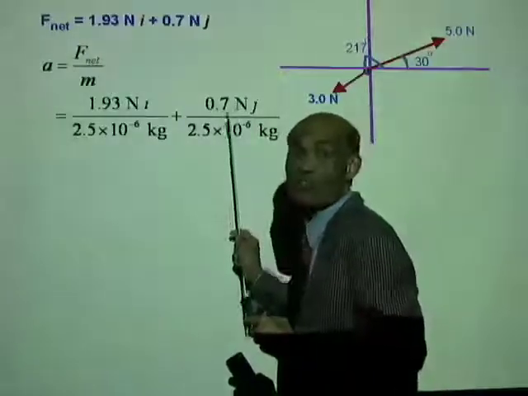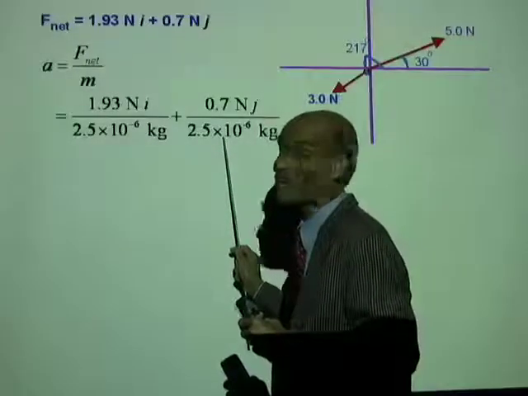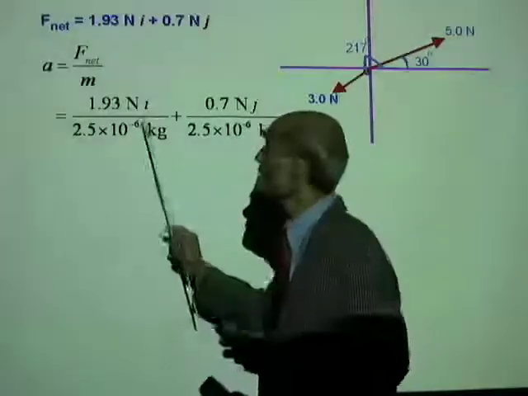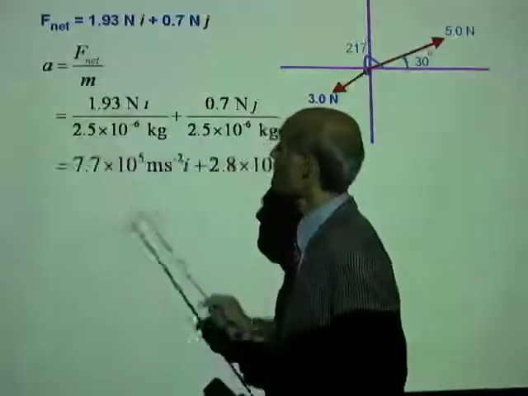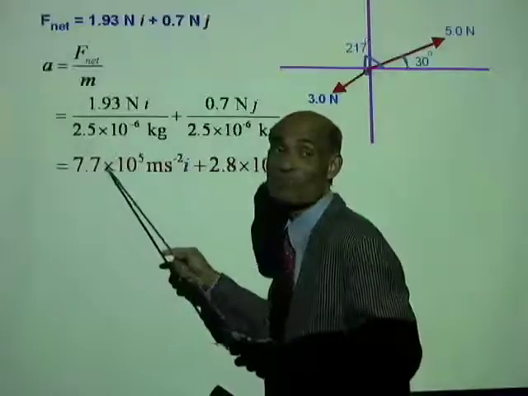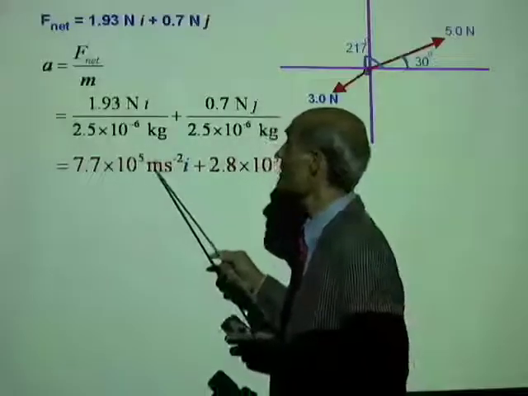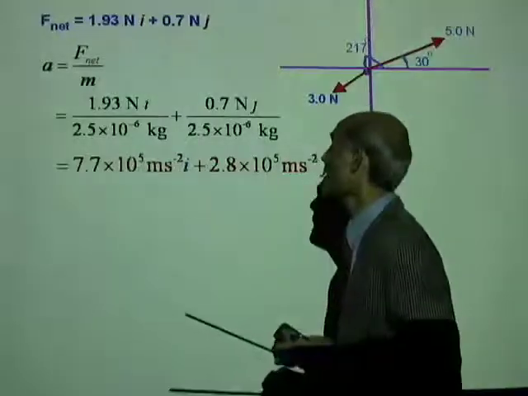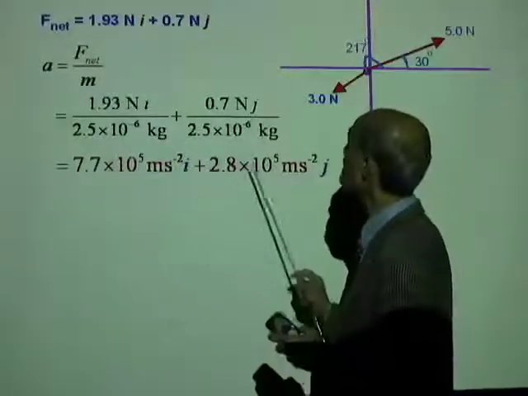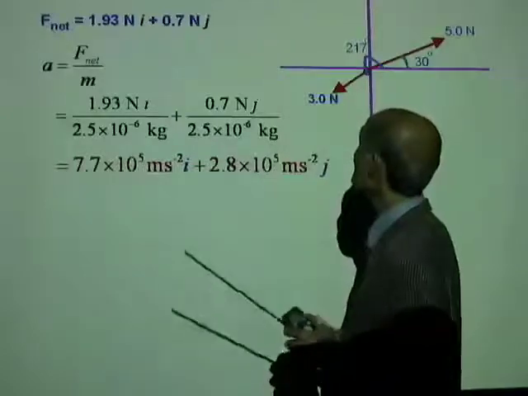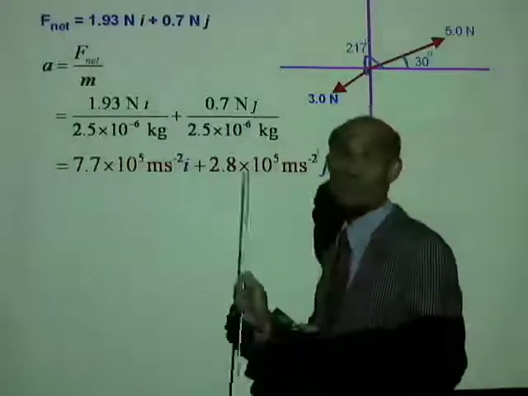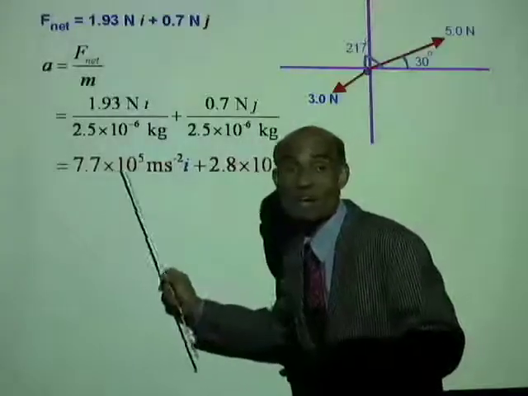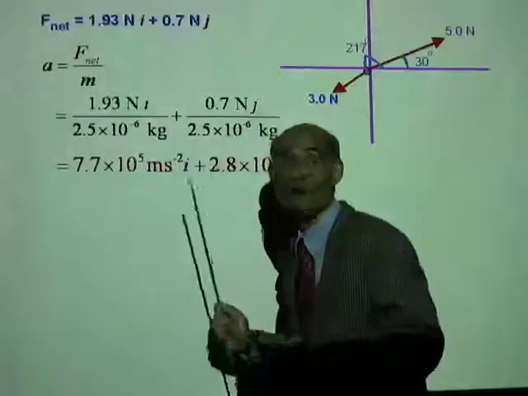The y force divided by the mass gives the y component of the acceleration. Simplify this, what do you get? That will be 7.7 times 10 to the 5 meter per second squared I plus 2.8 times 10 to the 5 meter per second squared J. This is the acceleration of the object in the component form.